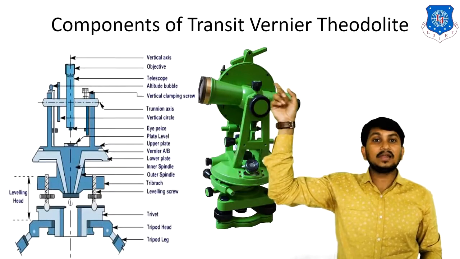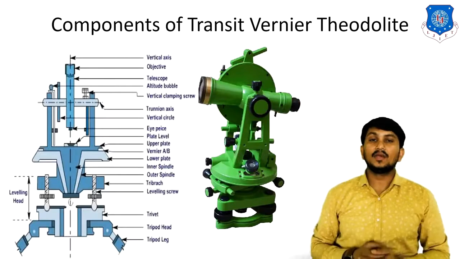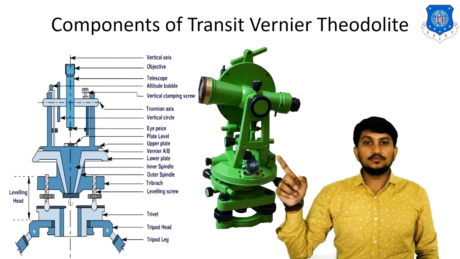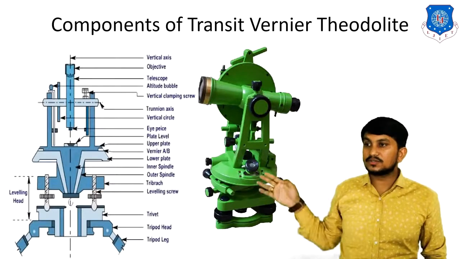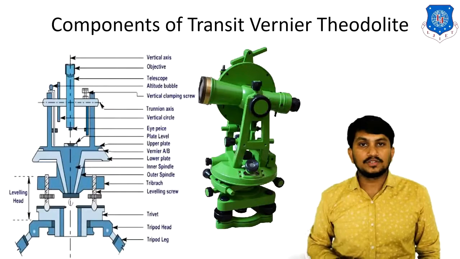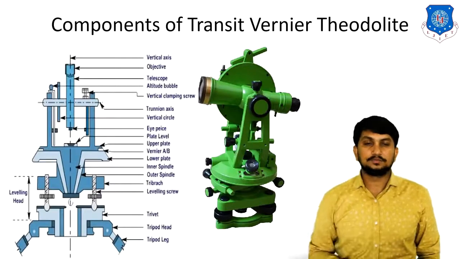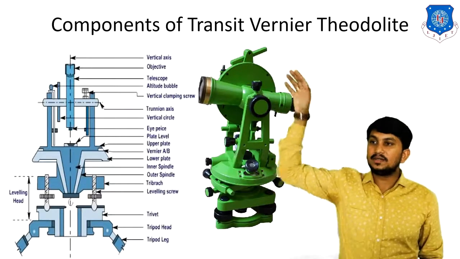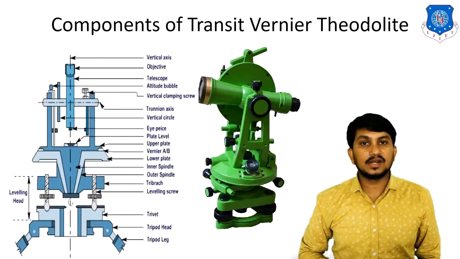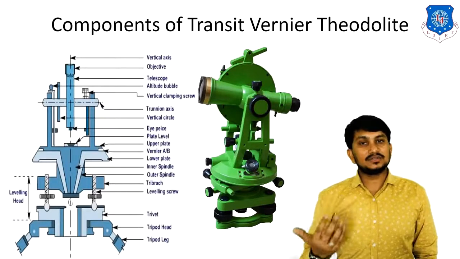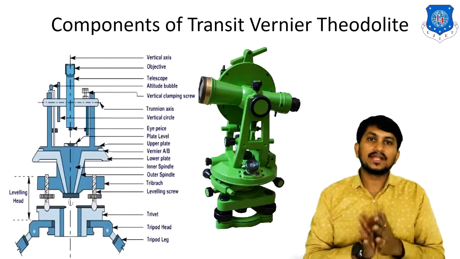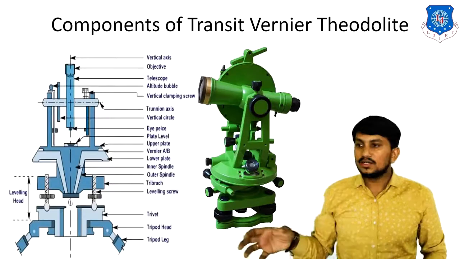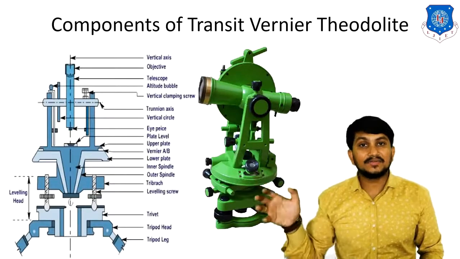This vertical circular plate can be used for taking vertical angles, or for measurement in the vertical plane. This is the bubble tube, also shown in this figure. This is the plate level, one type of bubble tube, which is used for leveling the instrument in a horizontal manner. Above the vertical plate, there is also one bubble tube, called the altitude bubble tube, which is used while taking vertical angle measurements. So these are the various components of transit Vernier theodolite.